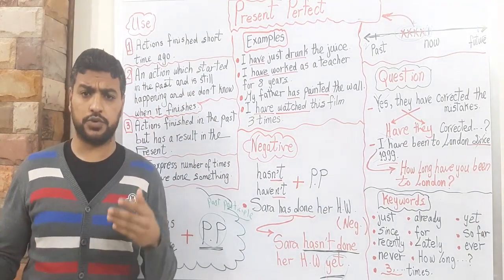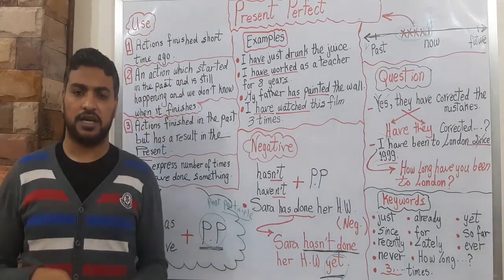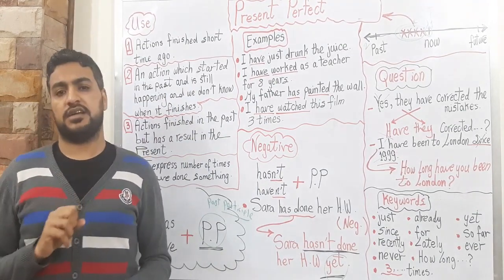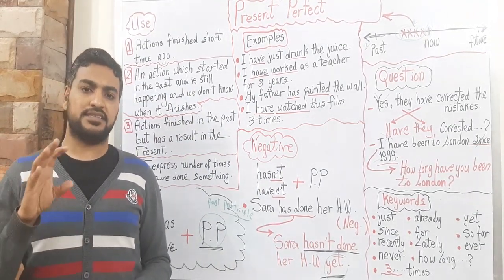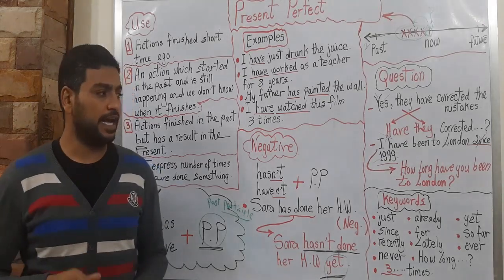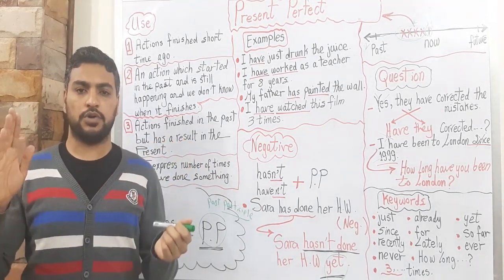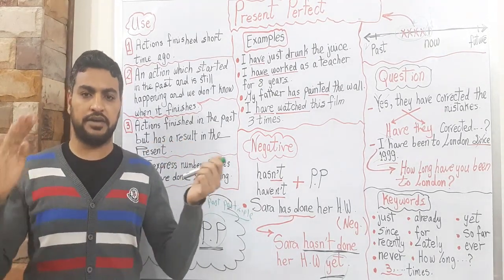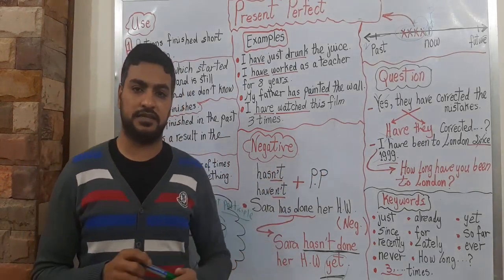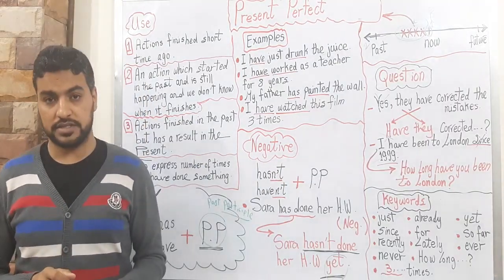Okay, what about the WH question? We start with what, when, how, and so on. I have been to London since 1999. I'm going to omit since 1999. So when I cancel since or for, I start asking with what? How long. How long have you been to London? Or where have you been since 1999? I think it's easy. What about the keywords?